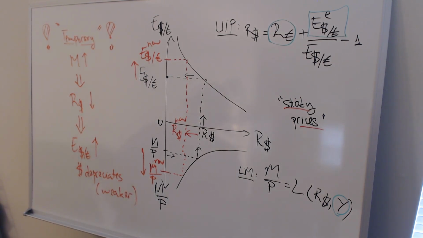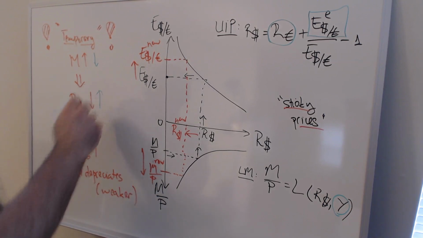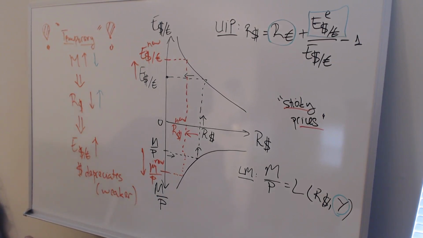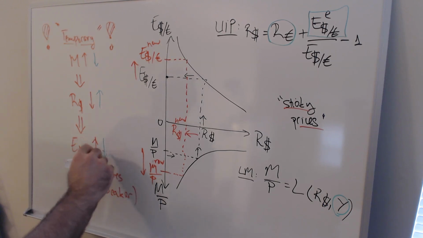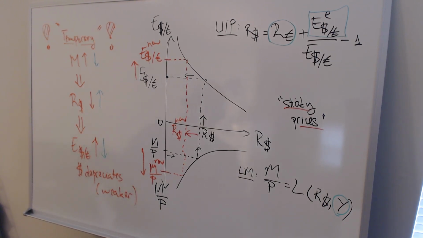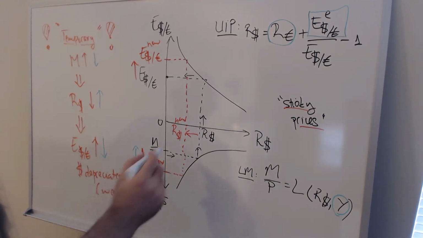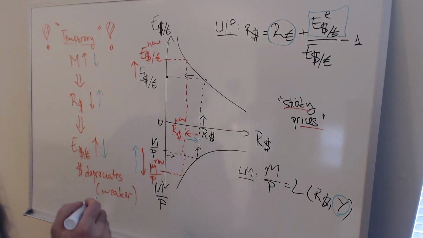Of course, we can also run this experiment in reverse. If the Fed, for whatever reason, decides to shrink the money supply, that will increase interest rates in the US, and that will strengthen the dollar. The dollar would appreciate under the alternative scenario. So we can always think about these changes in reverse.